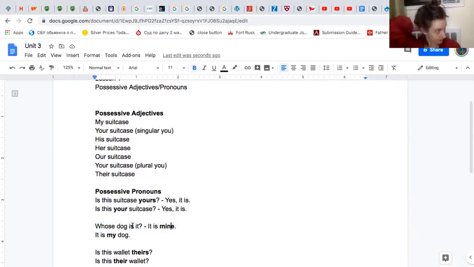So to ask about the ownership of a thing, this is the expression that we use. We use the word whose, and then we put the noun about which we ask. And then we put the verb is and the pronoun it. So whose dog is it? Whose bag is it? Whose suitcase is it? Whose car is it? Whose house is it? You just need to replace the noun with whatever noun you ask about.